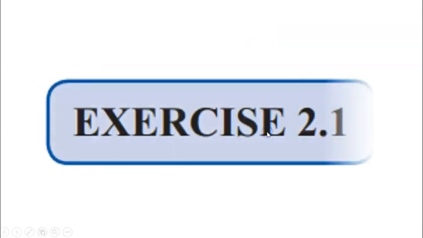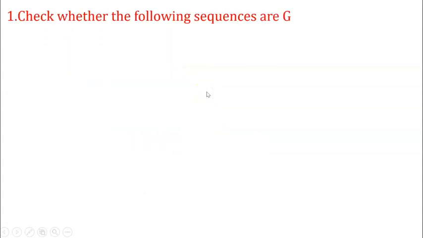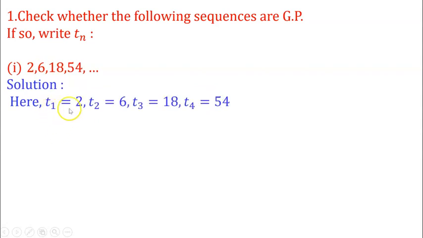Now we'll see the exercise 2.1. Question number 1. Check whether the following sequences are GP. If so, write Tn. Okay. Now first example. 2, 6, 18, 54. Solution. T1 is equal to 2. T2 is equal to 6. T3 is equal to 18. T4 is equal to 54.